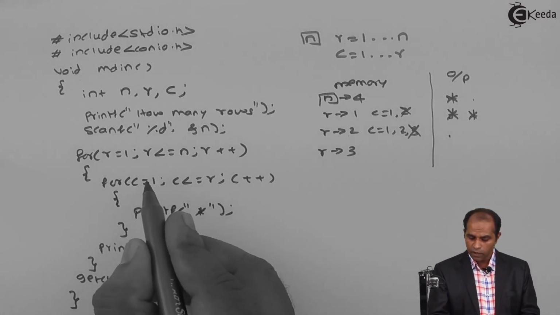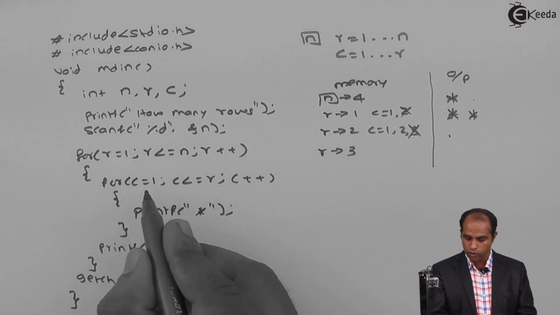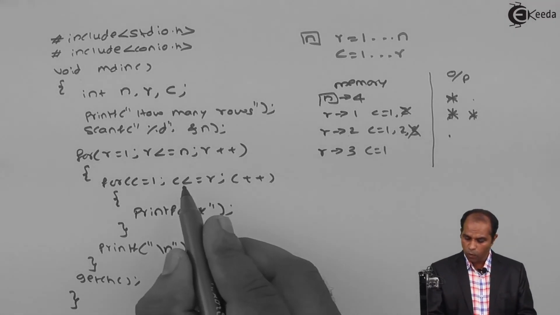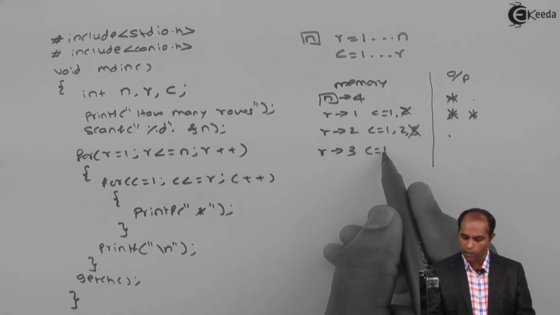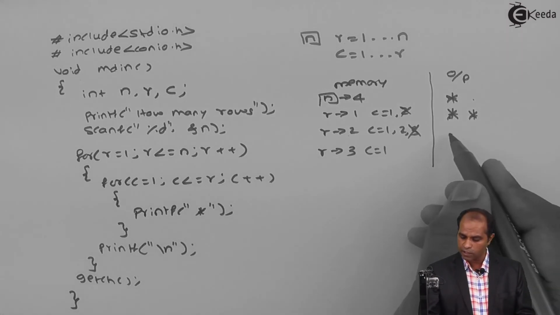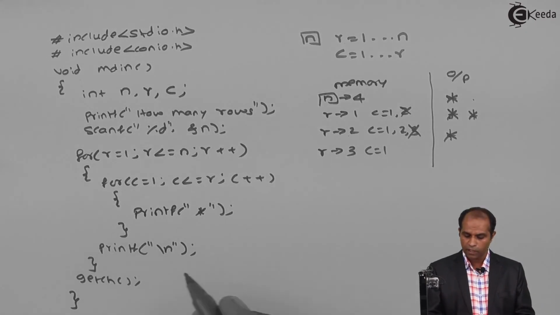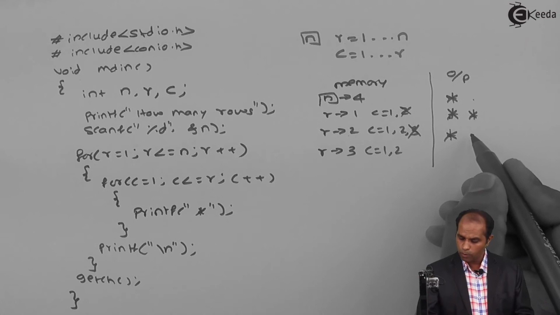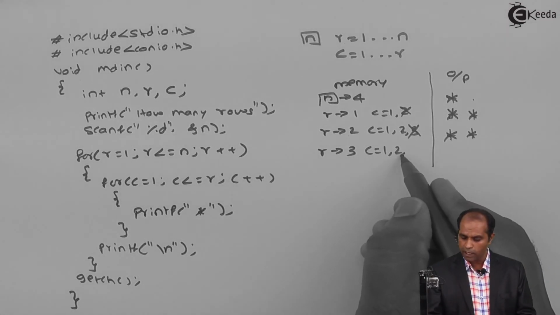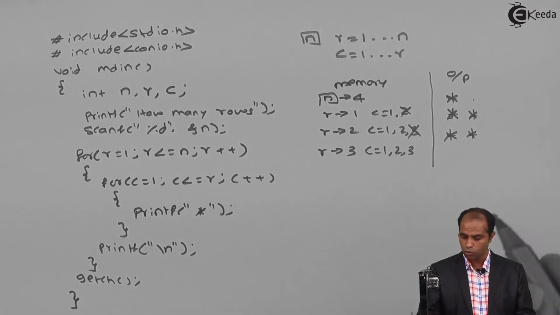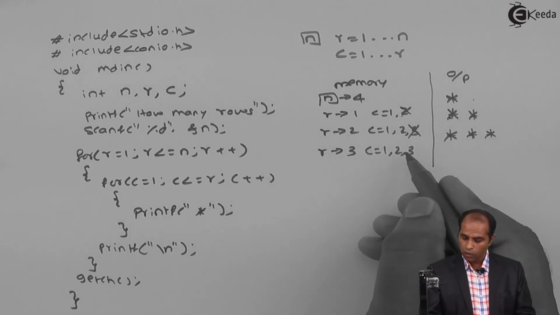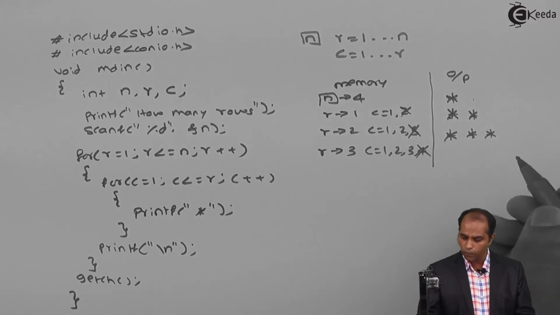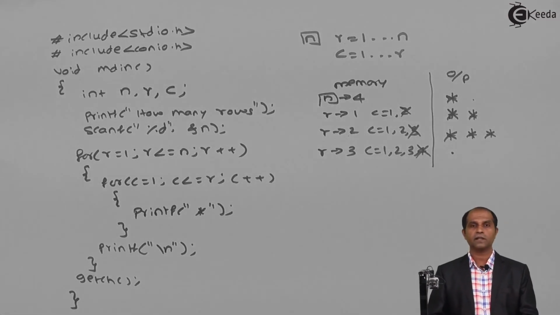When r is 3, it says 3 less than or equal to 4, true. True in the sense, c is reset with 1. When c is reset with 1, 1 less than or equal to the current value of r, 1 less than or equal to 3, true. So again print an asterisk. After that, go back, c changes to 2. 2 less than or equal to 3, true. Print one more asterisk. Again go back, c is modified to 3. 3 less than or equal to 3, true. Print one more asterisk. Go back, c changes to 4, 4 less than or equal to 3, false. If it is false, then quit and get the cursor to the next line.